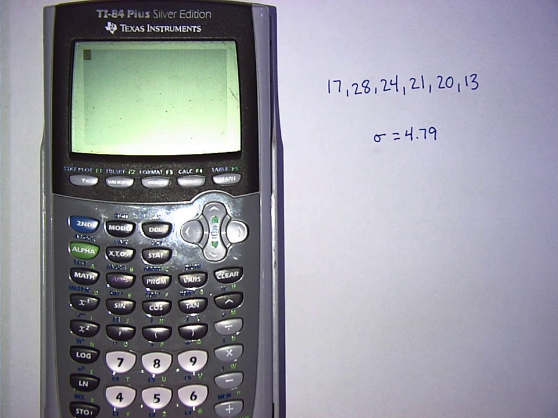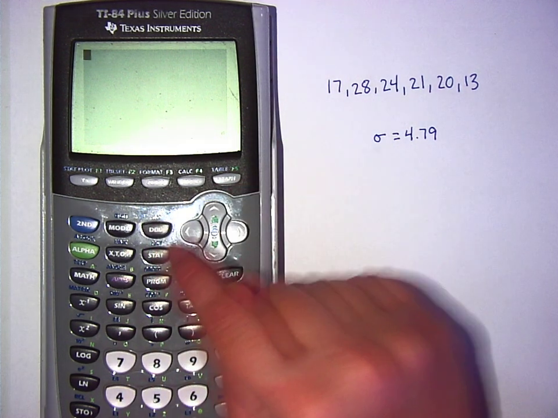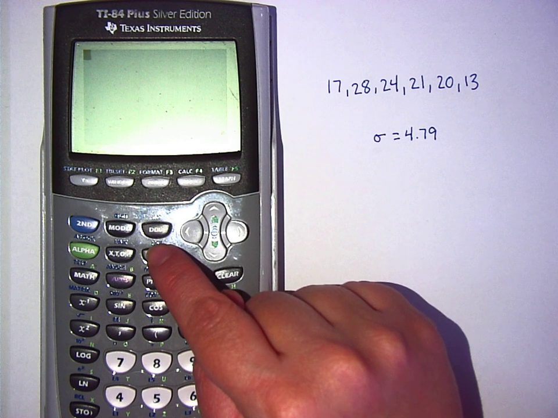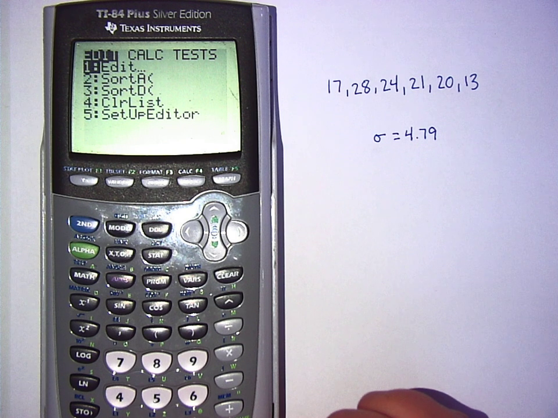So here's how you do this. You can take notes as we go about the process, and I'll do it nice and slow. First, you're going to hit the Stat button, which is right here. And you're going to hit Enter on Edit.